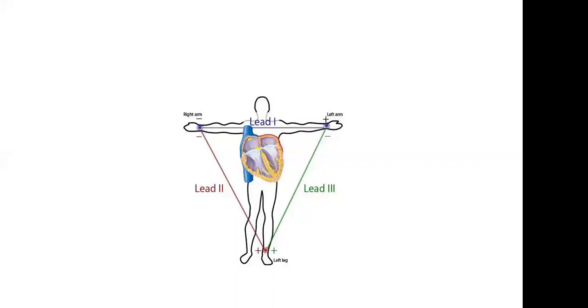In this way you record these, which are called lead 1, lead 2, lead 3. These are the standard bipolar leads. Bipolar means that two limbs are used in it: right arm and left arm in lead 1, right arm and left leg in lead 2, left arm and left leg in lead 3.